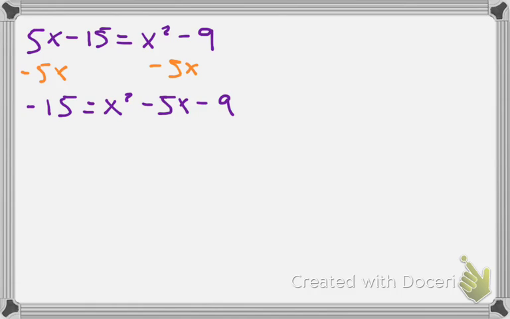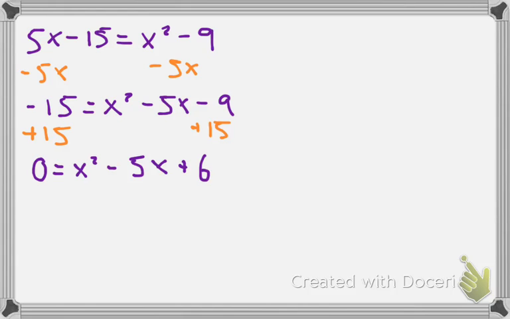Then I have that negative 15 I want to deal with. So I'm going to add 15 on both sides. So plus 15, plus 15. And then when I look at this, I have 0 is equal to x squared minus 5x, negative 9 plus 15. So that gives me plus 6.